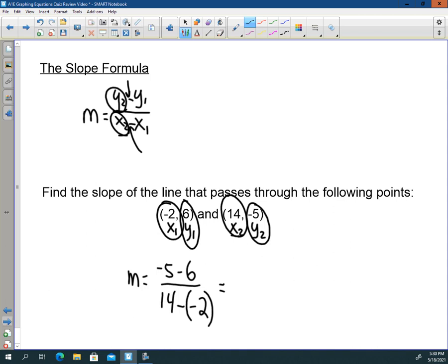And now it's just a matter of simplifying. Well, if I take negative 5 and I go more negative 6 places, negative 5 minus 6 is negative 11. And then 14 minus negative 2. When you minus a negative, it's almost like a plus. So 14 plus 2 is 16. And that is already reduced. And there's the slope of that line using the slope formula. You just label the point and drop the numbers in the right place and then simplify.